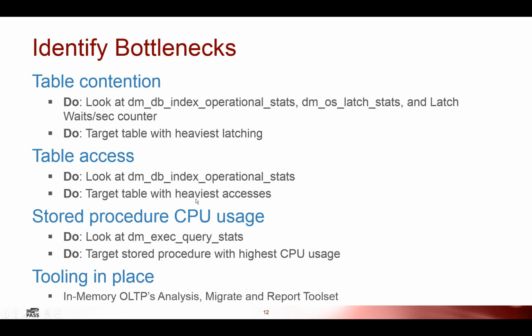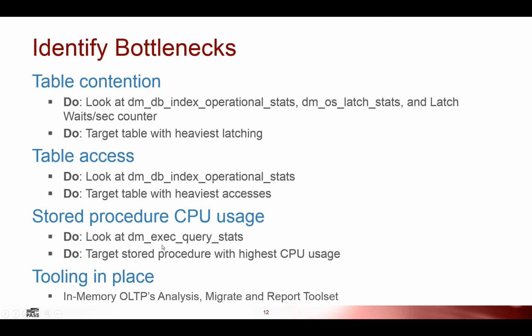On the stored procedure front, what you want to look at is sys.dm_exec_query_stats. This is a DMV that provides information on all the stored procedures that have plans cached within the plan cache. You want to target the stored procedure with the highest CPU usage, because native compilation really reduces CPU usage by a lot. So if you want to migrate some stored procedures to native compilation, target the one with the heaviest CPU usage.